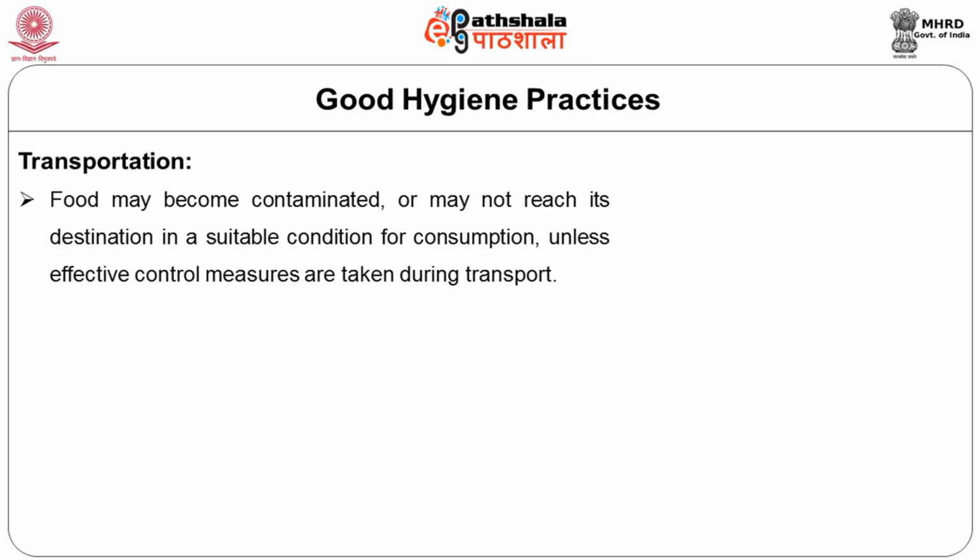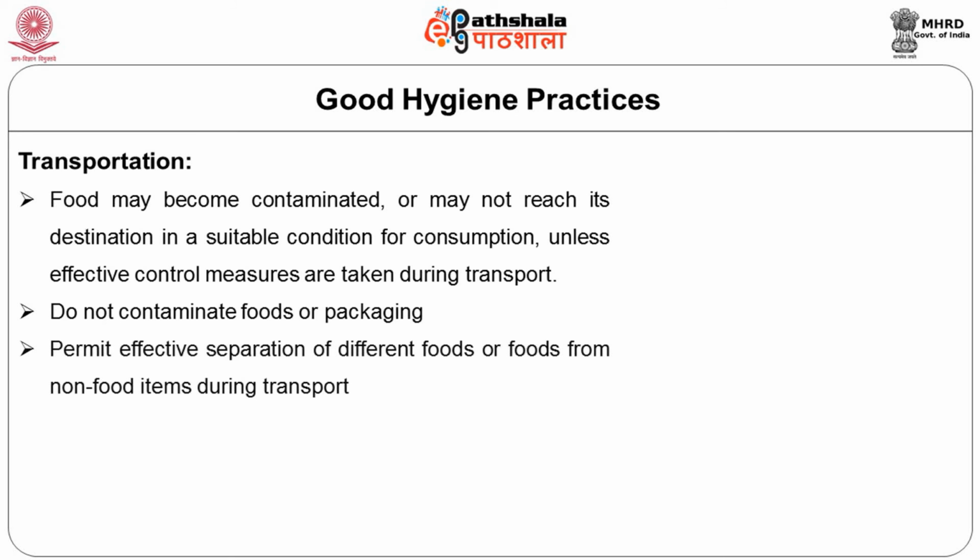So the things that have to be kept in mind are: don't contaminate foods or packaging. The transport vehicle should be effectively cleaned, and we should be able to disinfect it if required, with effective separation of different foods from non-food items. Provide effective protection, including from dust and fumes. The food is transported in a vehicle, so dust and fumes coming from the environment also should not contaminate the food. So we should be effectively protecting it from those things.